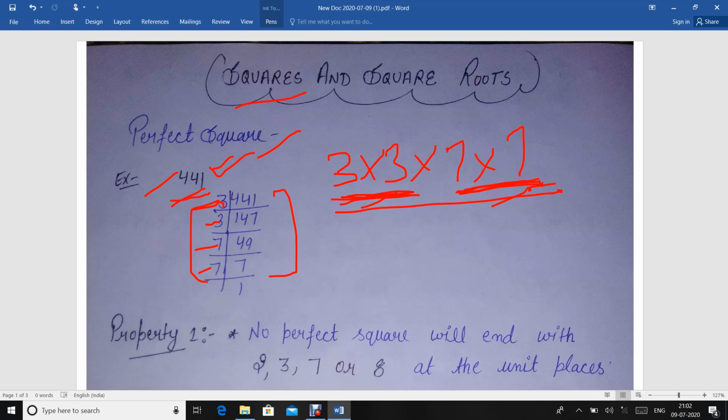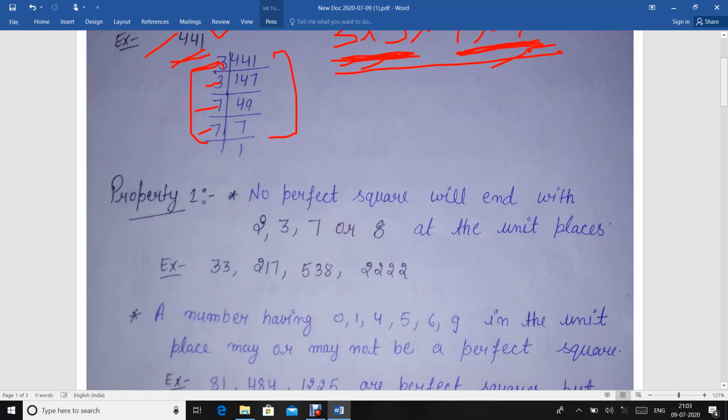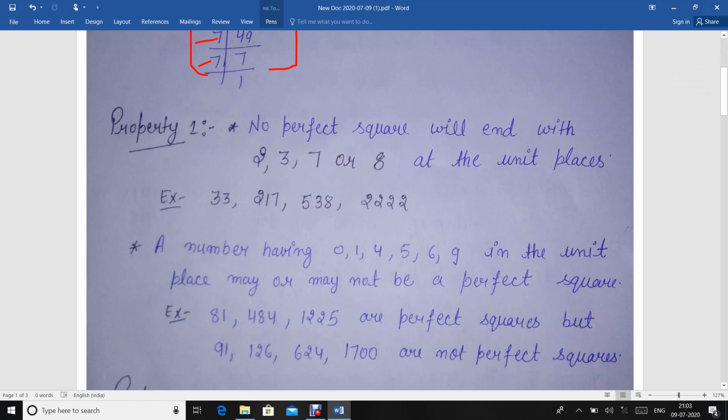Now we will learn about some properties of squares and square roots. This will help you to solve the exercise. Here you can see that the first property says that no perfect square will end with 2, 3, 7 or 8 at the unit place.